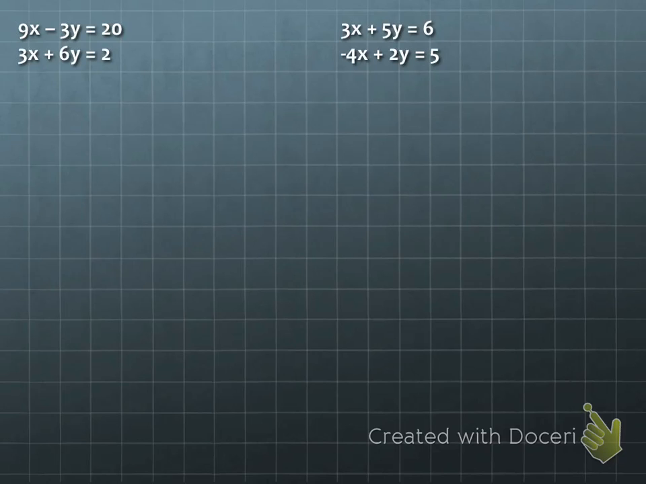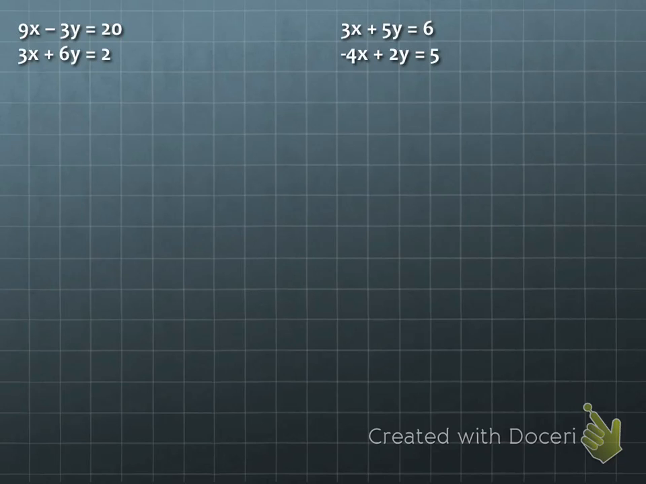And again, I'm looking to get these to be the same number, different sign, and so to do that I can find the least common multiple between these numbers. So in the same example, if I wanted to get the x's to cancel out, I would multiply the bottom by a negative 3. So then I would get 9x minus 3y equals 20. And then on the bottom I would have negative 9x minus 18y equals negative 6. I could do the same thing and get the same answer. So again, I'm just looking to get those to be the same number with a different sign.